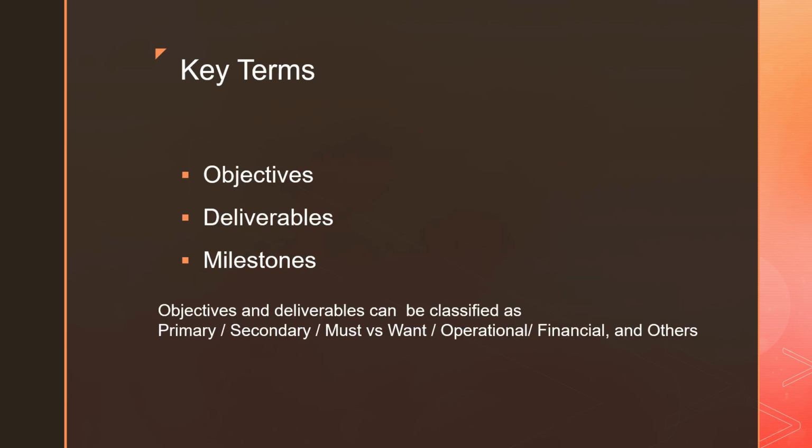Now, when we talk about projects, there are three basic questions that we should answer. Why should we run a project? What are we trying to do in a project? And how should we do the project? So these questions are answered by three key terms. The objective is a key term that answers why we should run the project. Deliverables is the answer to what we should try to do. And milestones is the answer to how we should do the project.